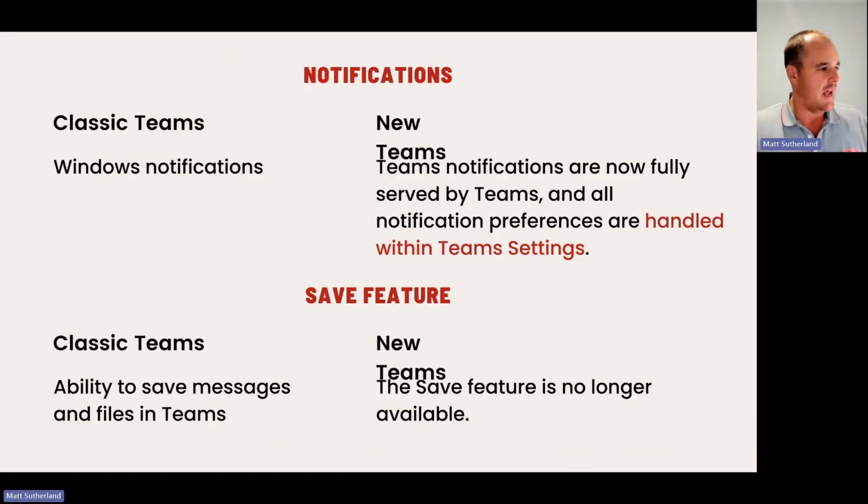Now, notifications have changed a little bit. Previously with the old version of Teams, behind the scenes, the notifications would actually be delivered by Windows, whereas they've now rewritten that and it's all native within Teams. So it's all managed within that app, which means you can control it all through there. Makes it a whole bunch easier. There's another feature that's come out of the program, which was the save feature. The ability to save messages and files has been removed from the new version of Teams.